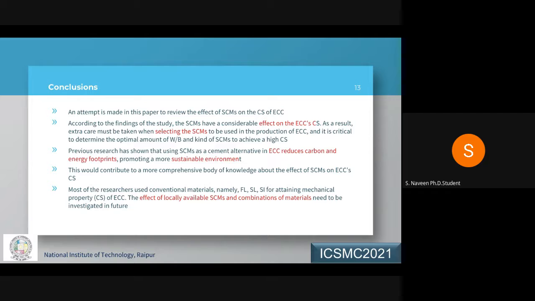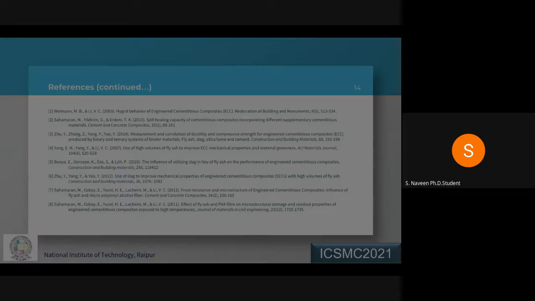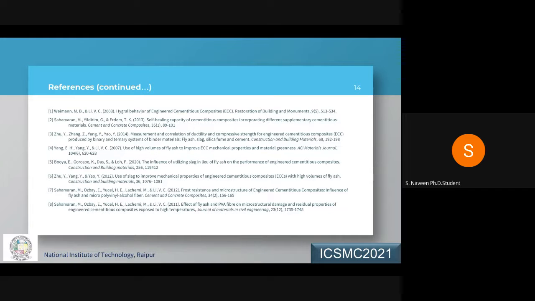Then most of the studies are showing that they are using fly ash and GGBS, some other SEMs, and we are also trying to encourage locally available SEMs to be used for this ECC strength development. These are the references we have for this particular paper, a review paper.